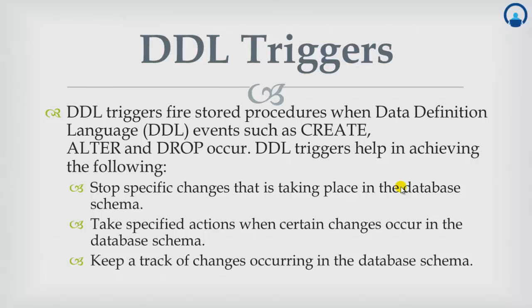We come to DDL triggers. DDL triggers fire stored procedures when data definition language, that is DDL events such as create, alter, and drop occur. DDL triggers help in achieving the following: stop specific changes that are taking place in the database schema; take specified actions when certain changes occur in the database schema; keep a track of changes occurring in the database schema.